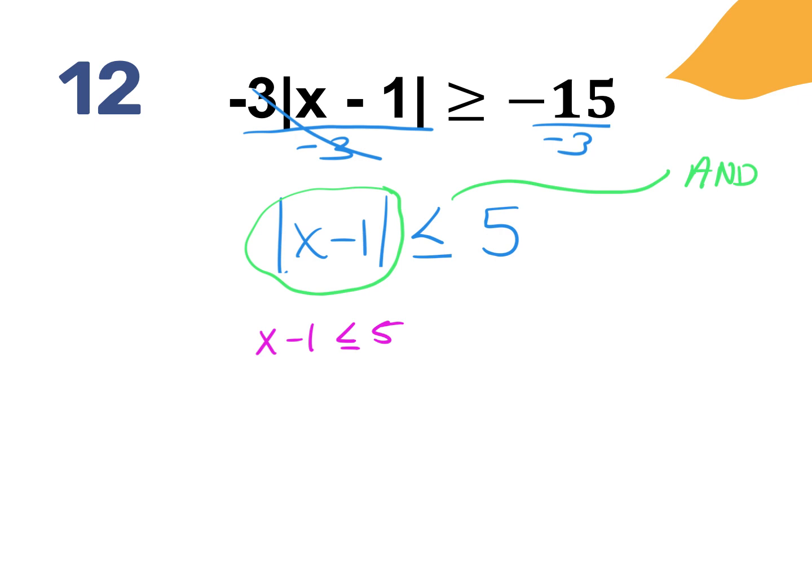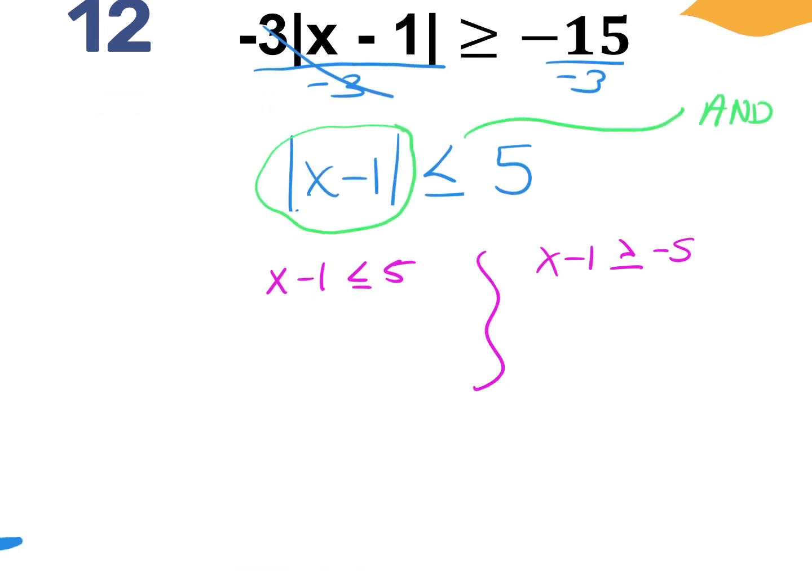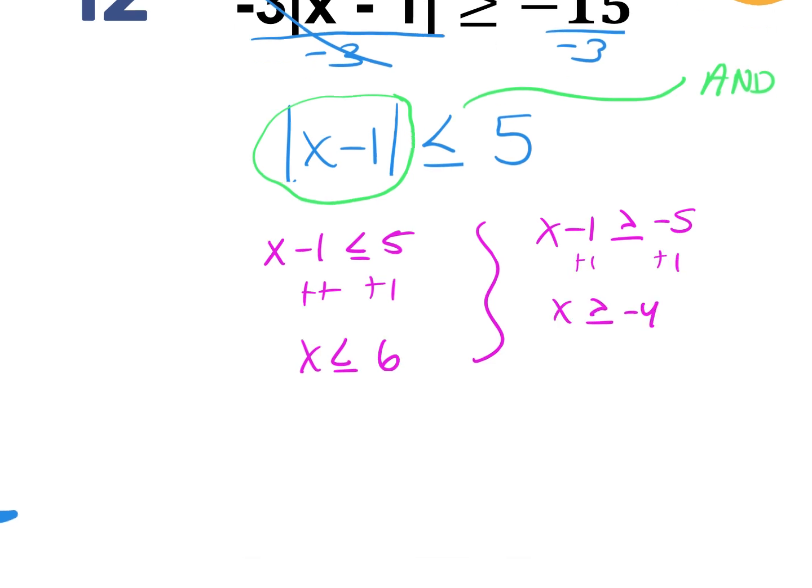So once we have that, let's just go ahead and solve like we've done all of the last of them. So I have negative 5 less than x minus 1 less than or equal to 5. And then I'm over here, I have x minus 1 is going to be greater than or equal to what? Negative 5. Good. We flip the sign. So I'm going to add 1 to both sides. I have x is less than or equal to 6. I'm going to add 1 to both sides, and I get x is greater than or equal to what? Negative 4. Okay, there's my two inequalities.